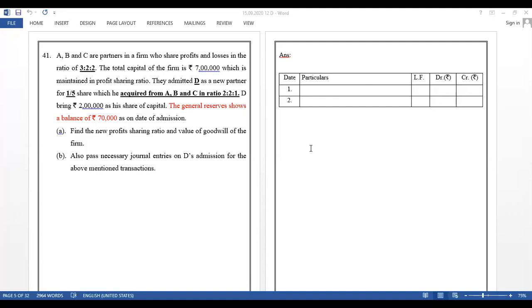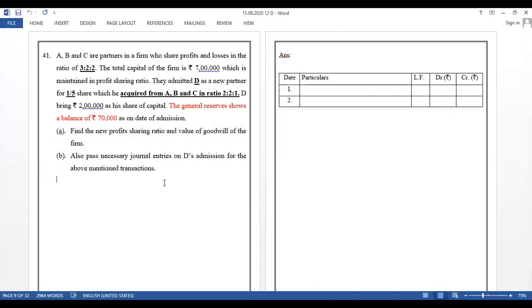Okay, so it is already underlined. It shows that the sacrificing ratio is given to us. D brings rupees 2 lakh as his share of capital. The general reserve shows a balance of rupees 70,000 as on that date. Find the new profit sharing ratio, which we need to calculate, and the value of goodwill of the firm.